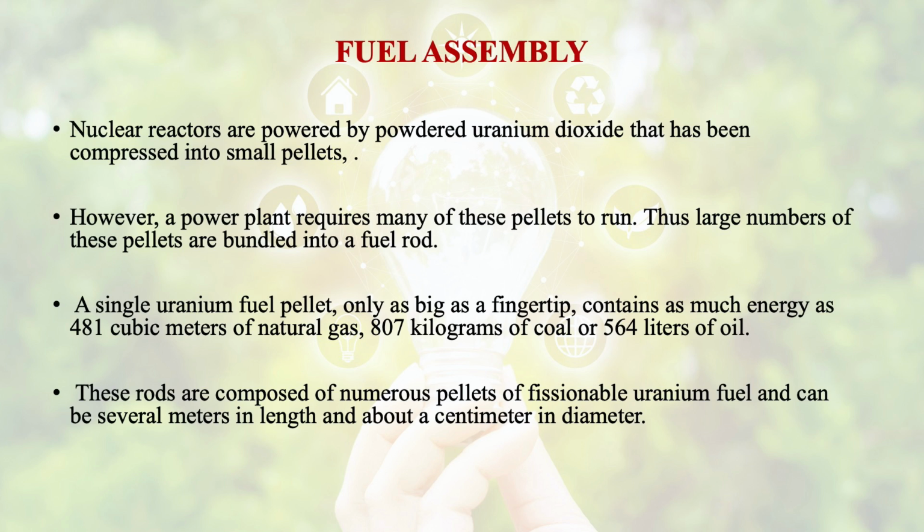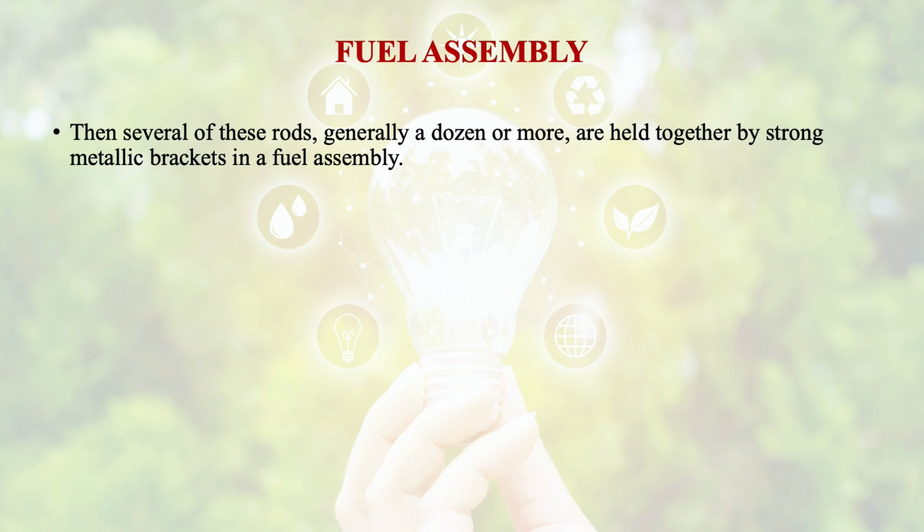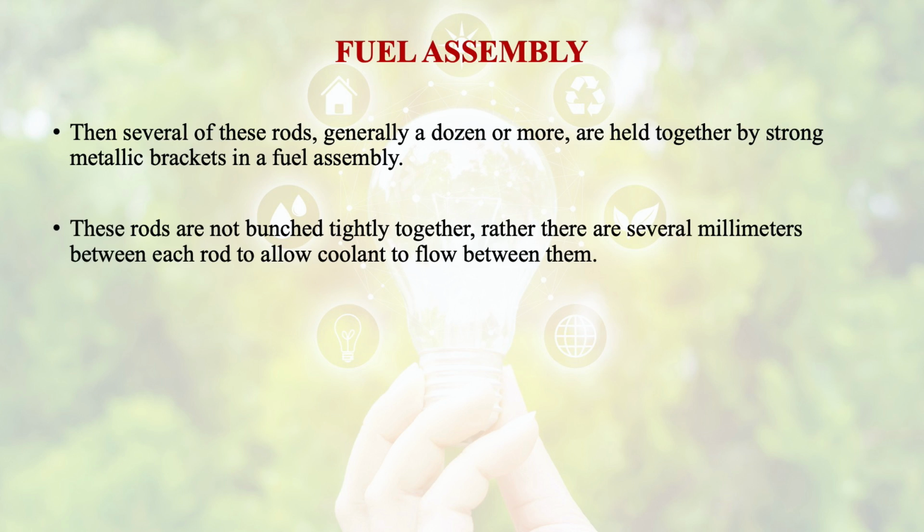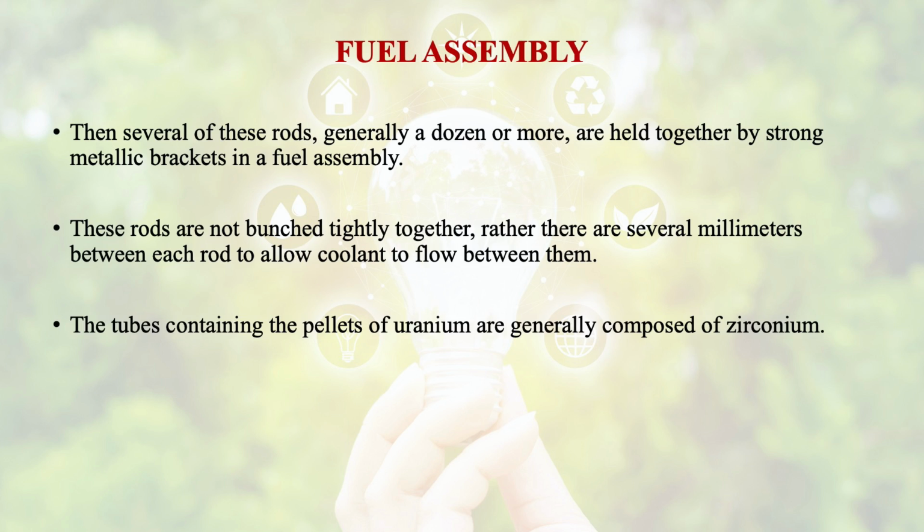These rods are composed of numerous pellets of fissionable uranium fuel and can be several meters in length and about a centimeter in diameter. Then several of these rods, generally a dozen or more, are held together by strong metallic brackets in a fuel assembly. These rods are not bunched tightly together; rather there are several millimeters between each rod to allow coolant to flow between them. The tubes containing the pellets of uranium are generally composed of zirconium.